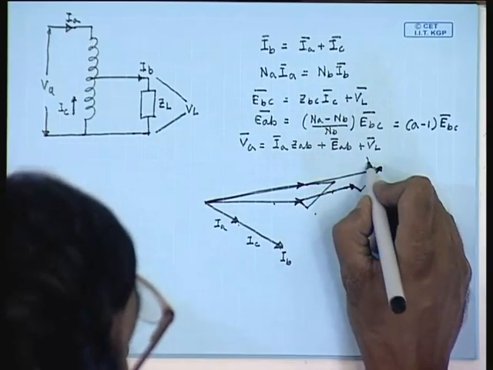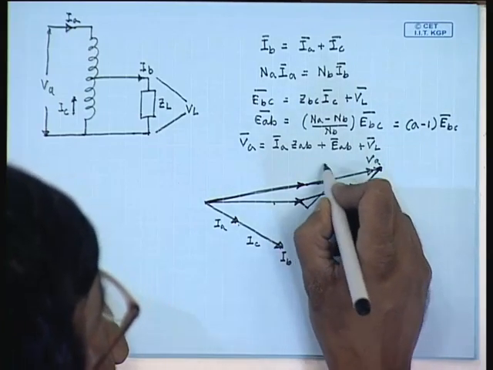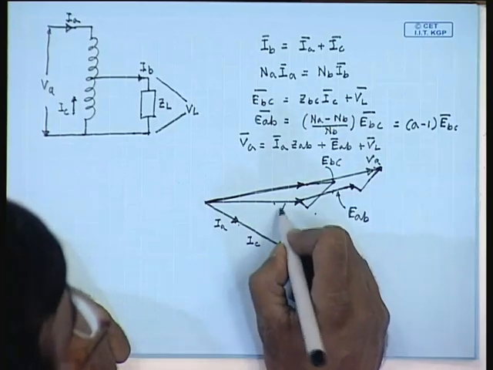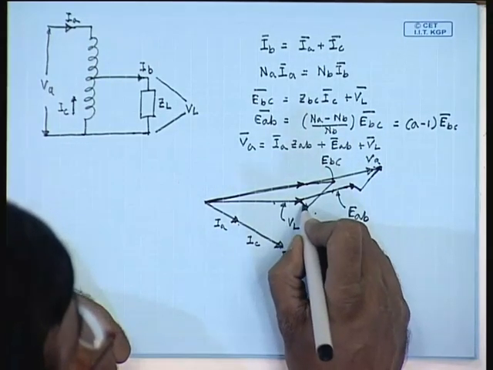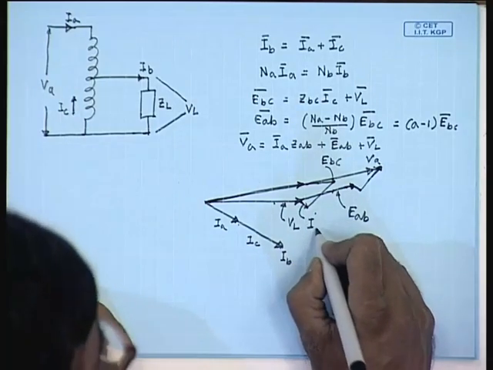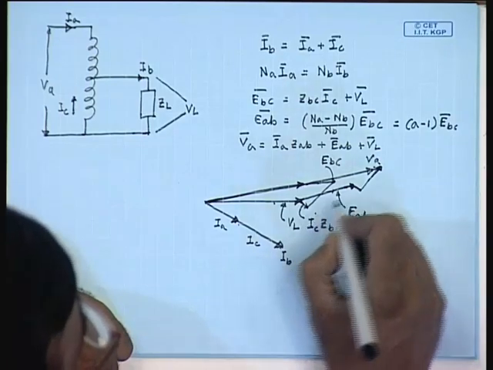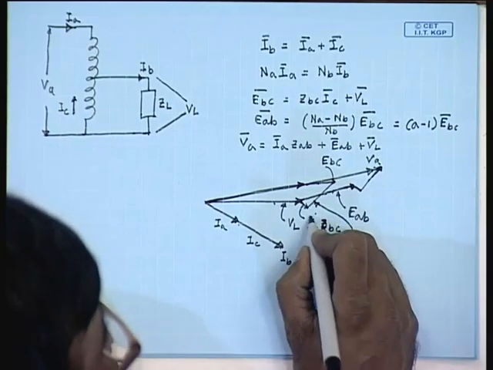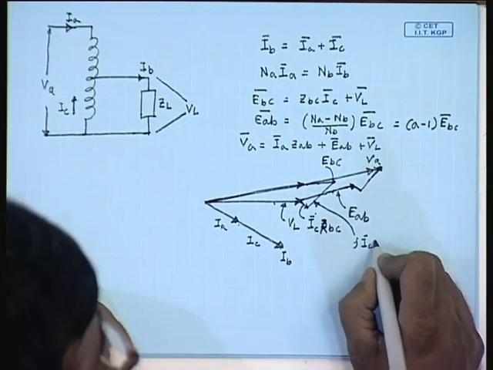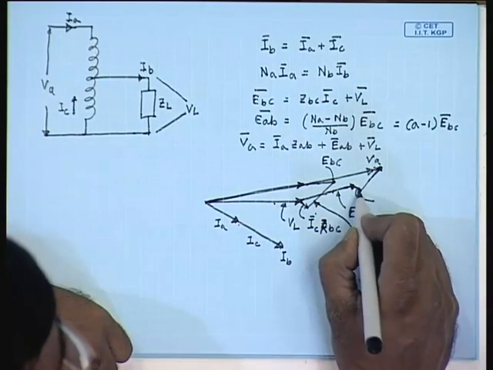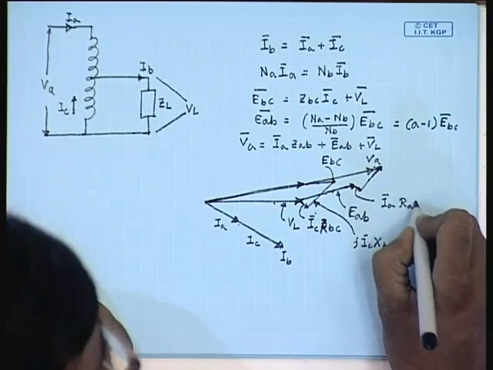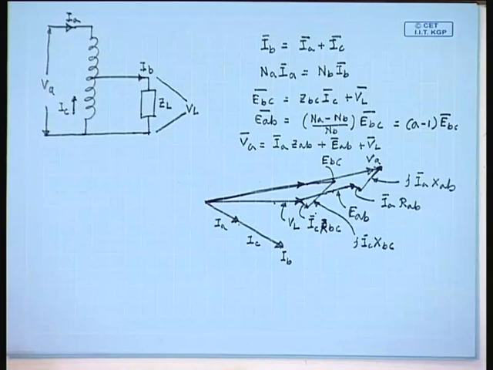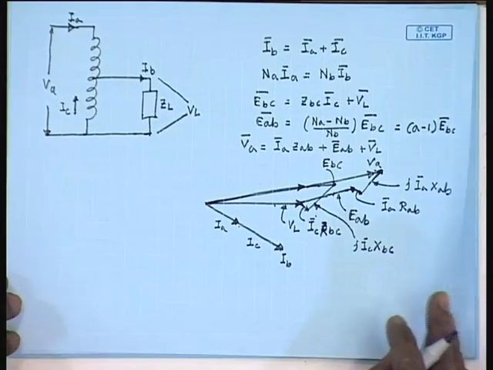this will be the phasor V A, this is the phasor E B C, this is the phasor E A B, this is the phasor V L, this phasor is I C Z B C, R B C, this phasor is j I C X B C. Similarly, this phasor is I A R A B and this phasor is j I A X A B. So, this will be the phasor diagram of the auto transformer.